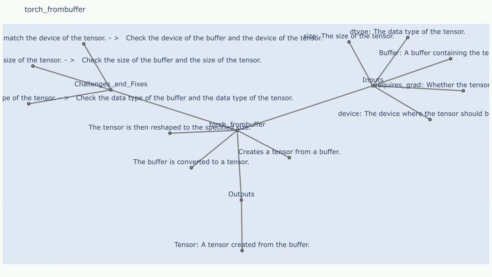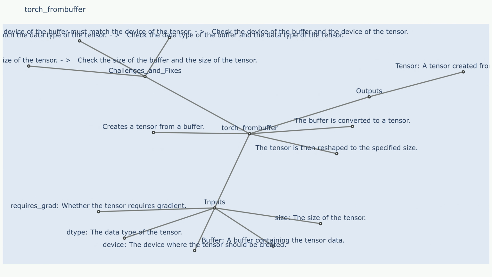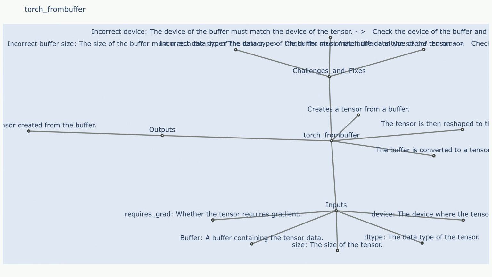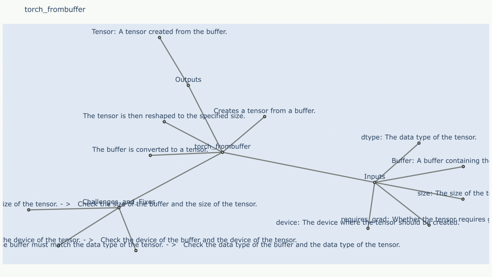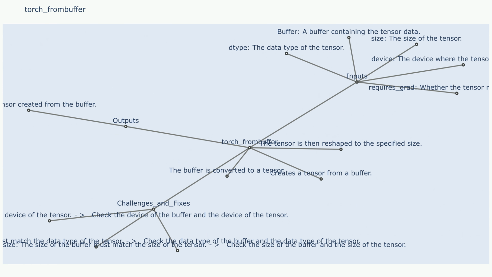dtype (optional): this argument specifies the data type of the elements in the resulting tensor. If not provided, it defaults to torch.uint8. You can use common data types like torch.float32, torch.int64, etc. count (optional): this argument specifies the number of elements to read from the buffer. If not provided, it reads the entire buffer. offset (optional): this argument specifies the starting position in bytes from where to start reading data from the buffer. This is useful if you want to skip a certain number of bytes at the beginning of the buffer.